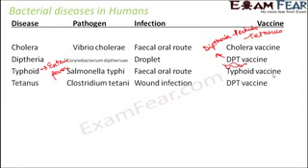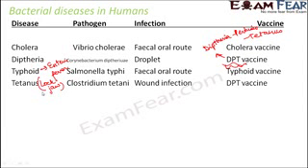Next is tetanus. So tetanus is also called lockjaw, because in tetanus the jaws get kind of locked, so proper movement of the jaws is not possible. That's why it is called lockjaw disease.